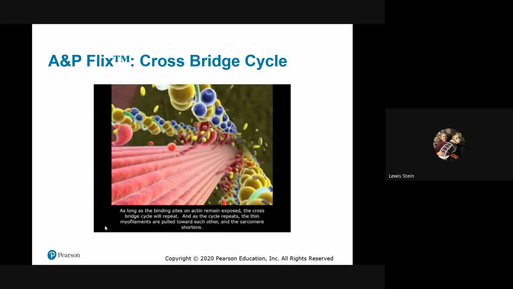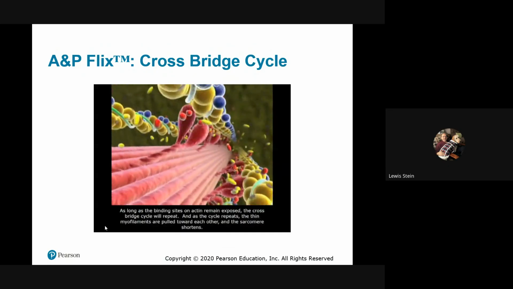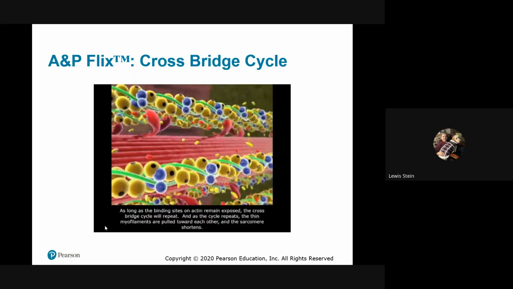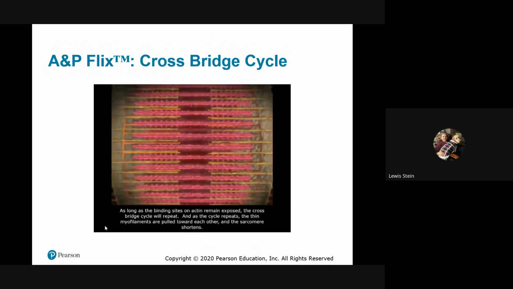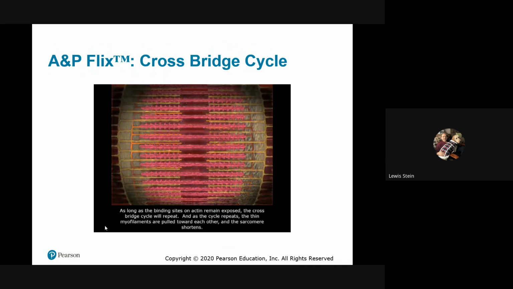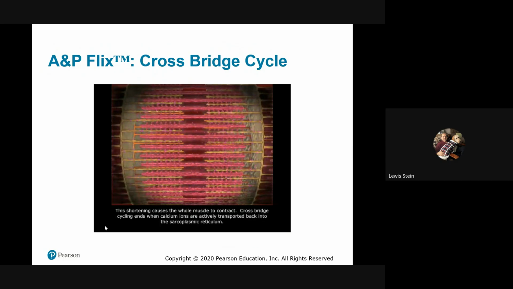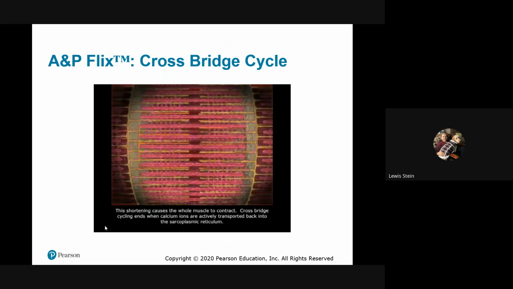As long as the binding sites on actin remain exposed, the cross-bridge cycle will repeat. They don't detach simultaneously, as you will see. And as the cycle repeats, the thin myofilaments are pulled toward each other and the sarcomere shortens. This shortening causes the whole muscle to contract.